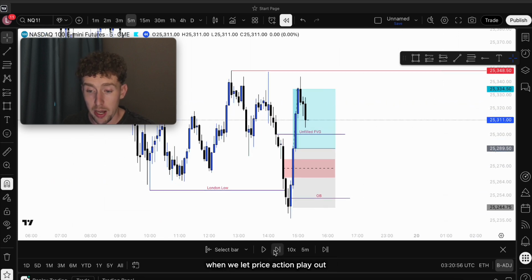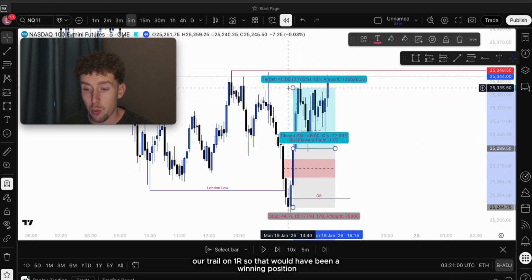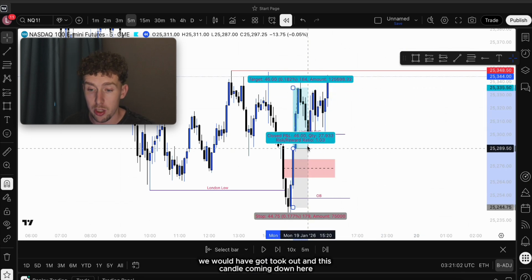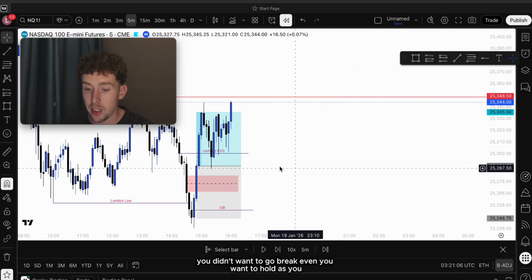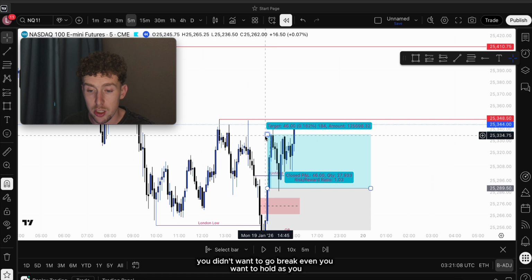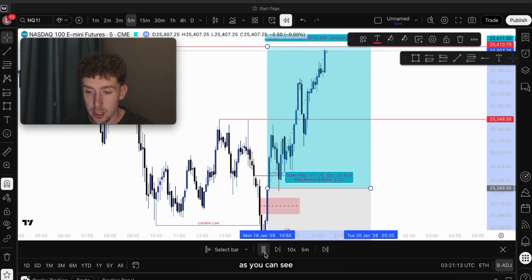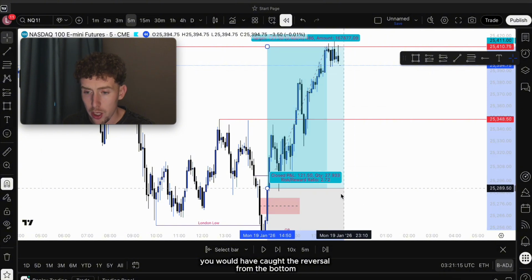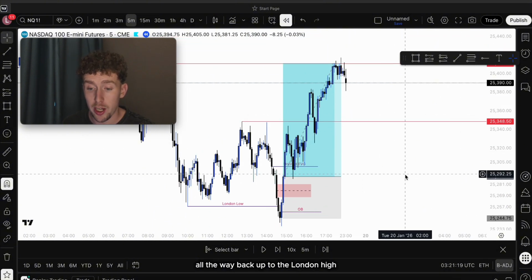When we let price action play out, as you can see, we would have ended up hitting 1 hour or trailing 1 hour. So that would have been a winning position. We would have got took out in this candle coming down here. But if you wanted to hold this position, you didn't want to go break even, you wanted to hold as you had a super strong draw higher, when you let price play out, as you can see, you would have caught the reversal from the bottom all the way back up to the London high in this example.